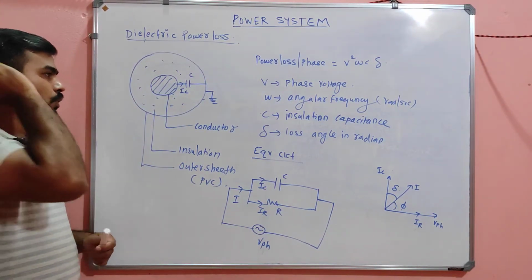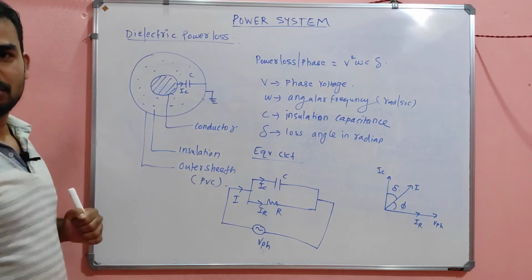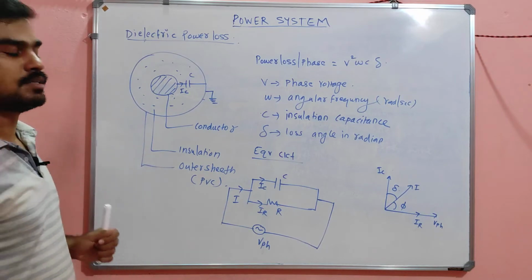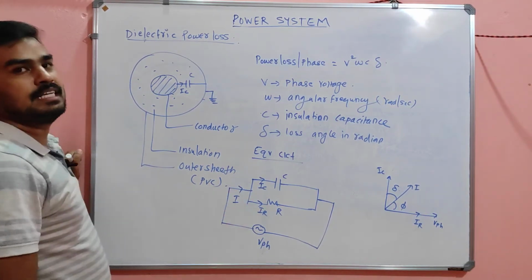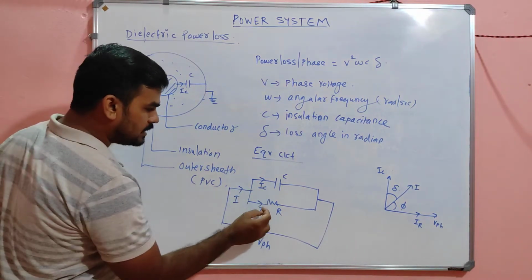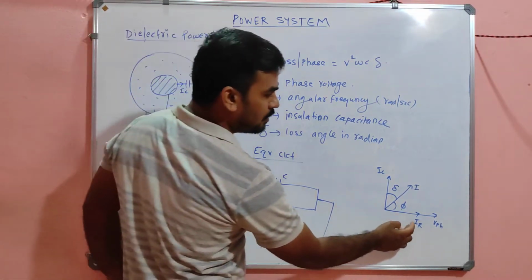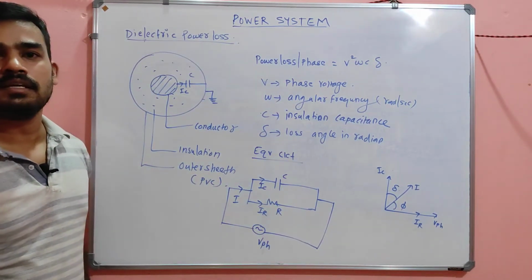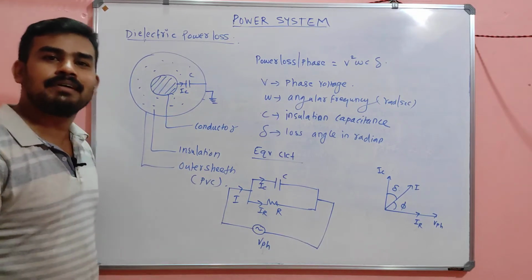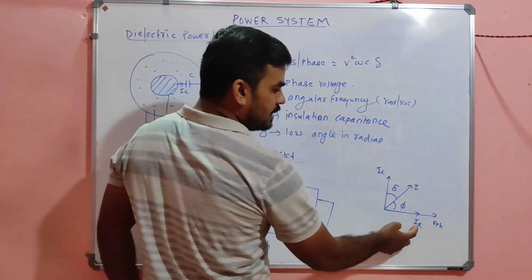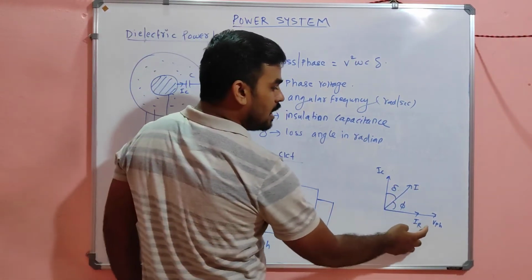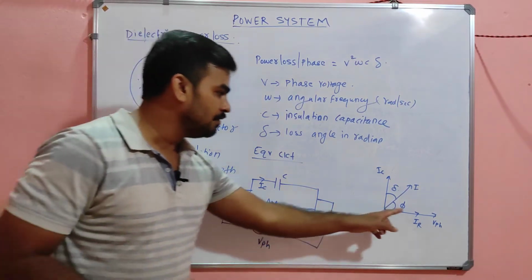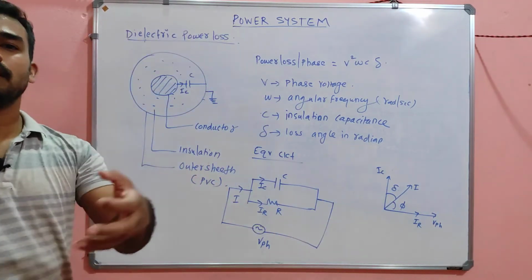Of course, the total leakage current through the insulation, that is I, is nothing but IC plus IR. That is a vector addition, because of the capacitor and resistor. So this IC plus IR will be I. This IR is always in phase with V phase because it's a pure resistor. So IR and V phase are in phase quantities, but the current IC will be leading by 90 degrees with respect to the voltage in a pure capacitive circuit.